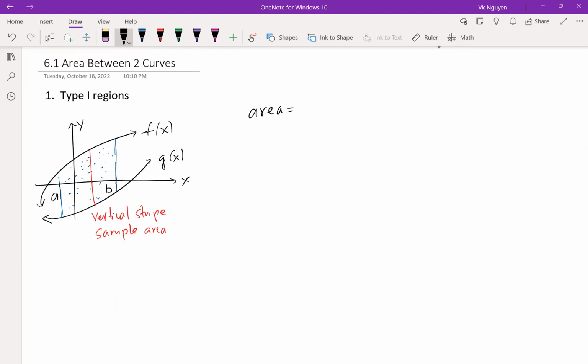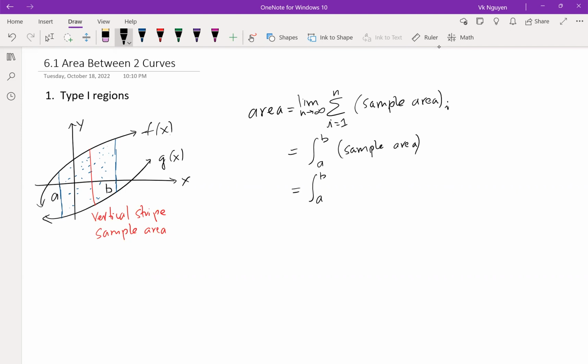Area would be the summation from 1 to n of the sample area. And because we want the exact area, we take the limit as n goes to infinity. This is the limit of the Riemann sum. So we can express it as the integral from a to b of the sample area. So now look at the sample area here.